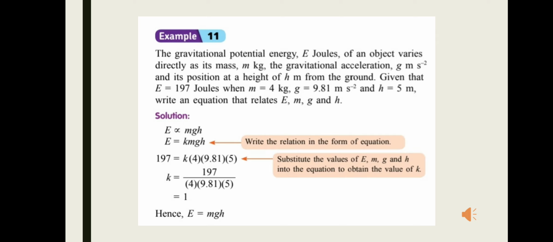Solution. Write the variation relation as E α mgh. Now, write the relation in the form of equation as E = k mgh. Substitute the values of E, m, g, and h into the equation to obtain the value of k. Since we gain the k value as 1, hence E is equal to mgh.